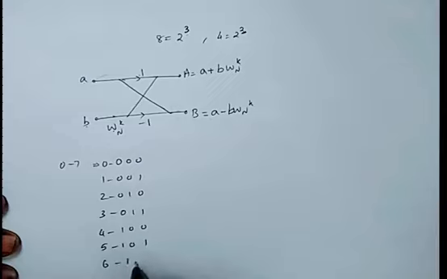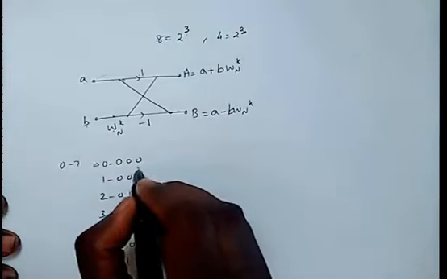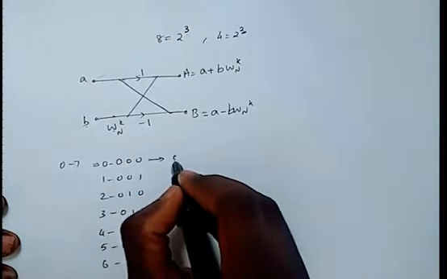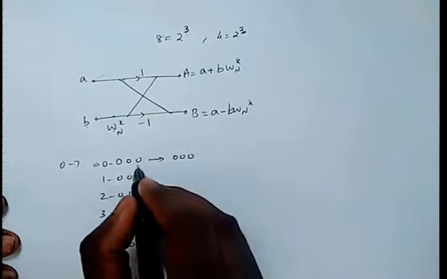6 will be written as 1, 1, 0, and 7 is written as 1, 1, 1. If you just bit reverse it, write the reverse order, and you will get 0, 0, 0. This is no problem. Write it in this order.